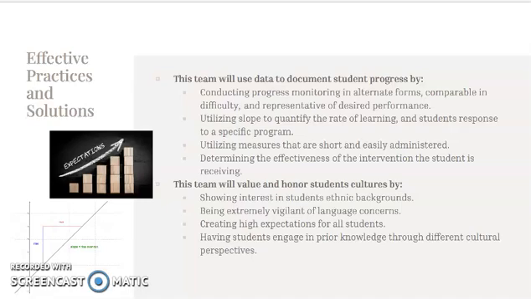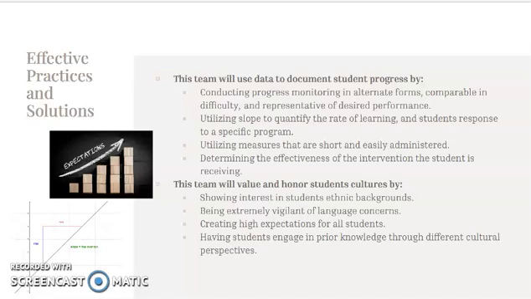This team will use data to document student progress by conducting progress monitoring in alternate forms, comparable in difficulty, and representative of desired performance. Utilizing slope to quantify the rate of learning and student response to a specific program. Utilizing measures that are short and easily administered. And finally, determining the effectiveness of the intervention the student is receiving.